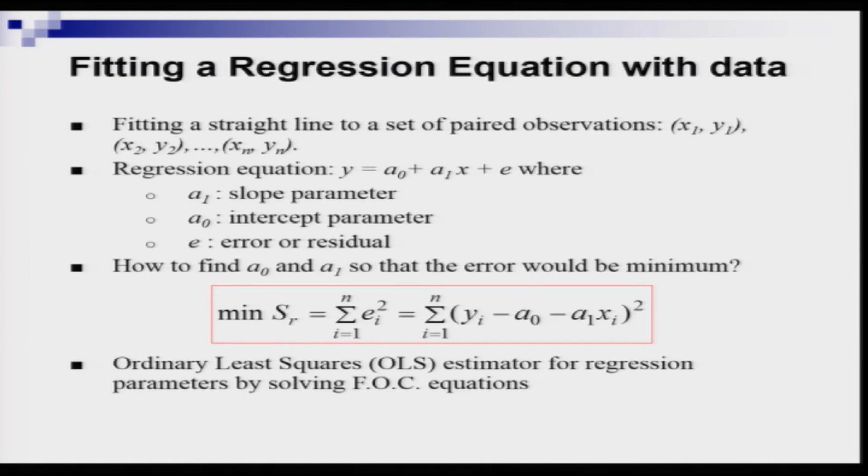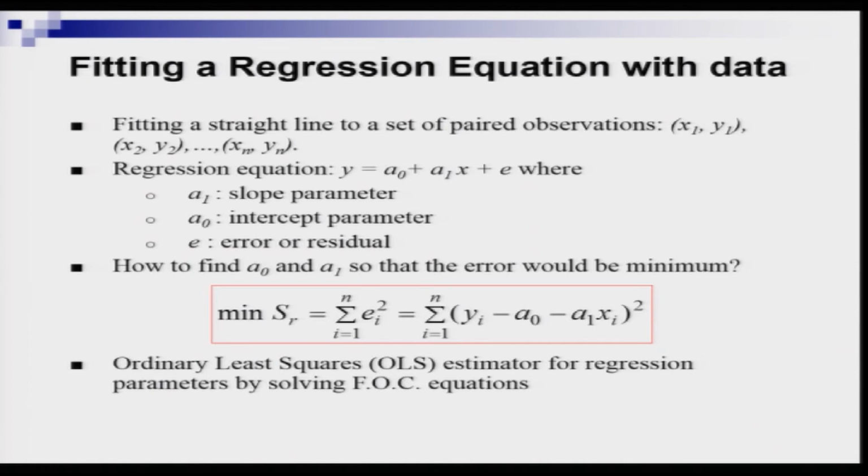Now I say that I have some idea from the theory, or I can make some rough hypothesis, that my regression equation should be of a particular form: y equals a0 plus a1 times x plus epsilon, or e. Here y is my dependent variable, that depends on the values of x, the independent variable or explanatory variable. And a1 is basically the slope parameter, a0 is the intercept parameter.